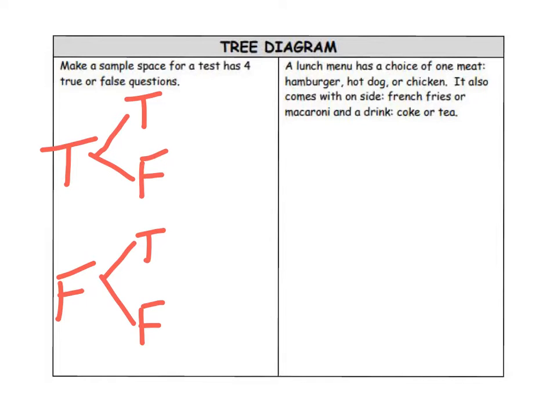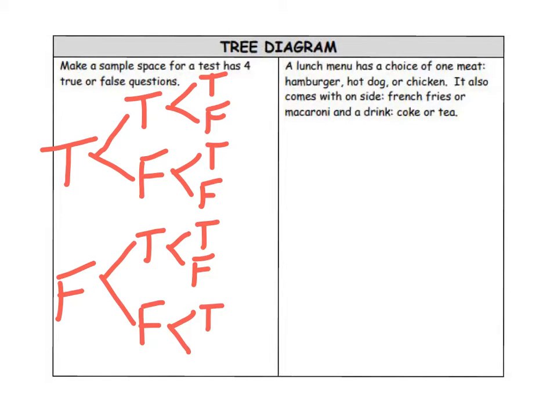Okay, the third question, again, we could answer true or false. And we have to do it for each combination already. The way it said it was confusing. And then the fourth question, same thing. Okay, so the original true false is your first question.